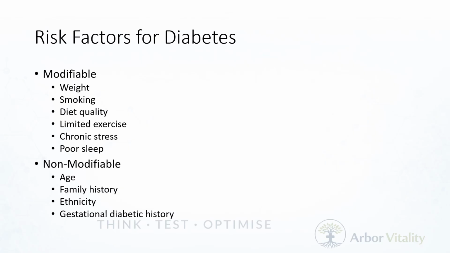Modifiable factors that you can now change are your weight. Losing weight means better insulin sensitivity, which means less risk of diabetes. Stopping smoking would be important. Having good diet quality, important. And then people who typically do not engage in much movement, i.e. those with desk jobs, sedentary lifestyles, more risk for diabetes. And if you have chronic stress and poor sleep.